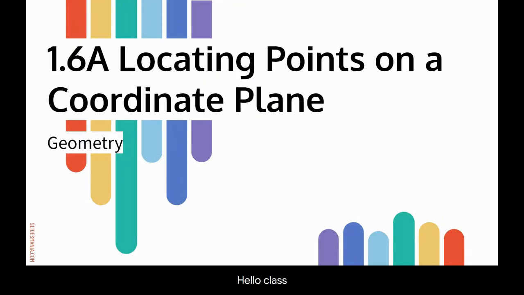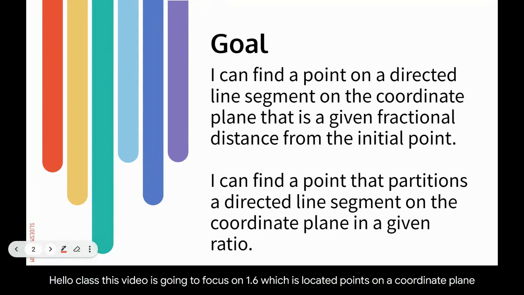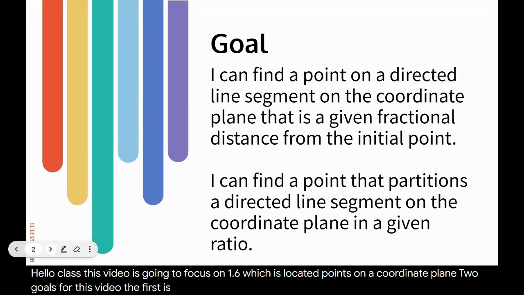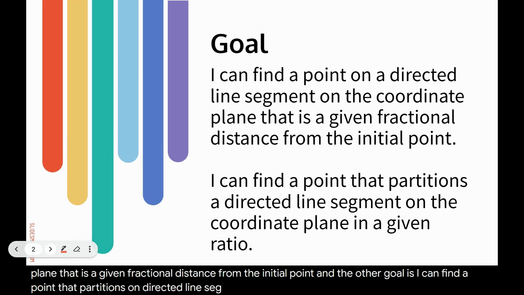Hello class, this video is going to focus on 1.6, which is locating points on a coordinate plane. There are two goals for this video. The first is I can find a point on a directed line segment on the coordinate plane that is a given fractional distance from the initial point. And the other goal is I can find a point that partitions a directed line segment on the coordinate plane in a given ratio.